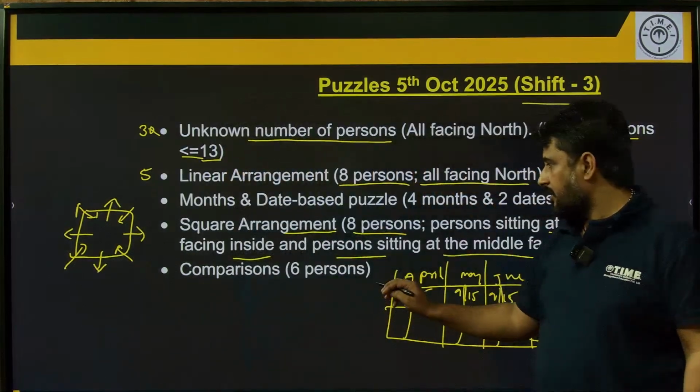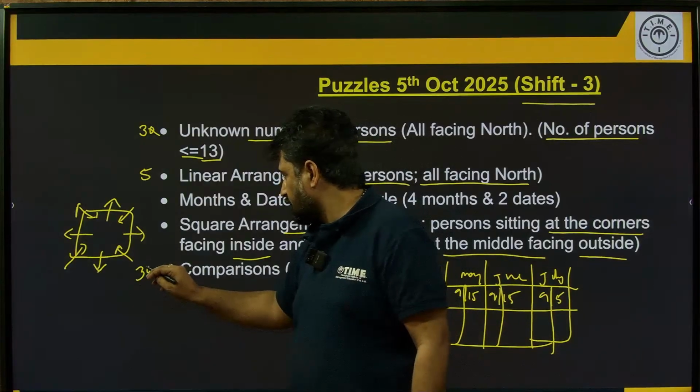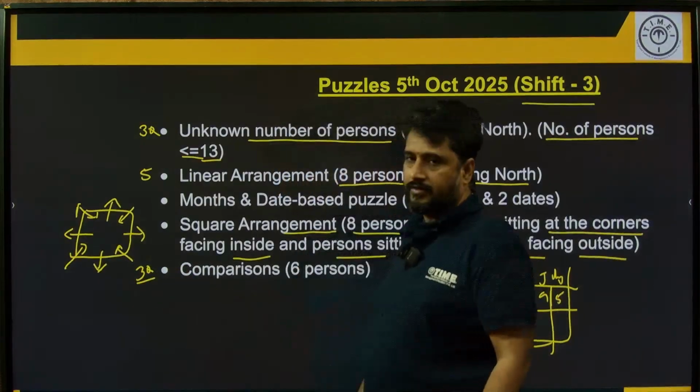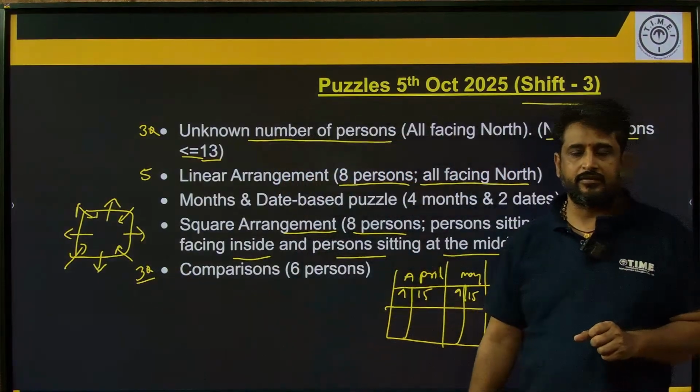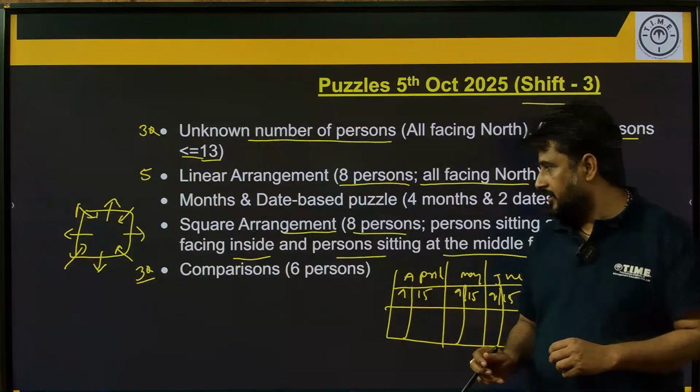Now, last one, comparisons. Even this was given for 3 questions. From this topic also they gave 3 questions. They gave 6 persons and they are comparing their heights. That kind of question was given.